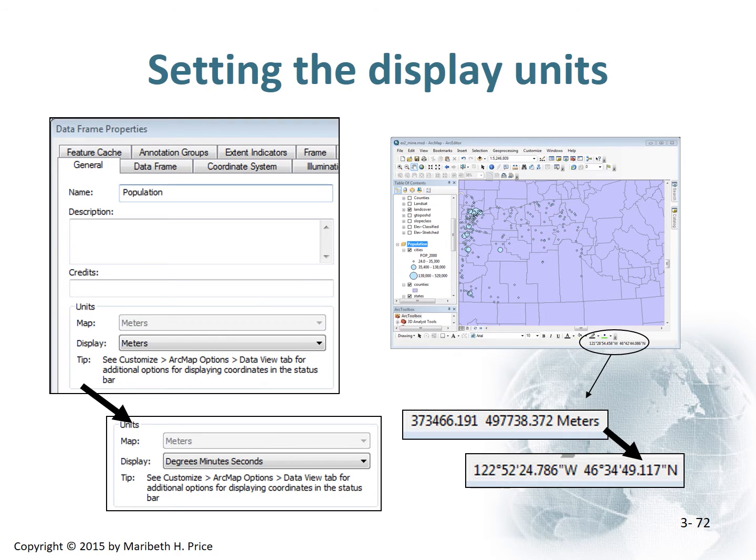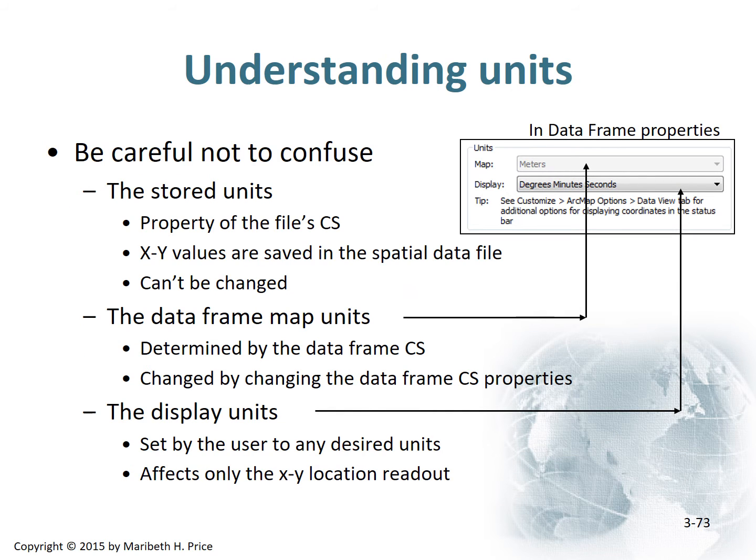Okay, you can set these from the data frame properties. You can also change the map unit display, which is different than the actual map unit. Don't get these things mixed up, the map versus what you see. That's kind of a problem.